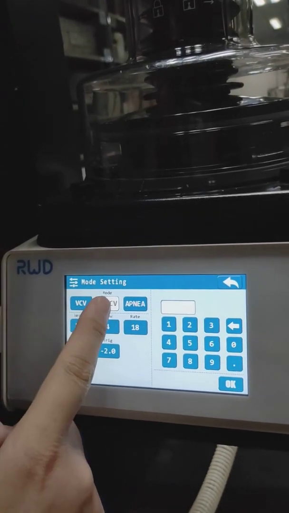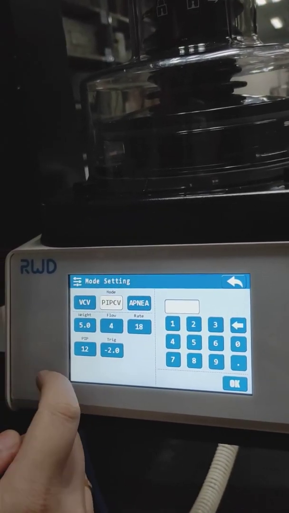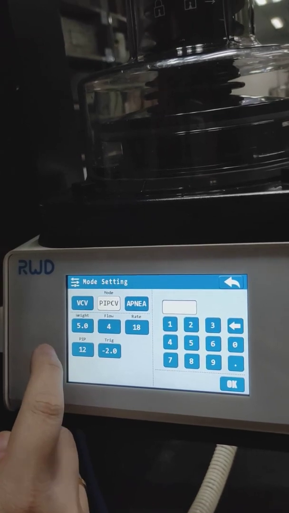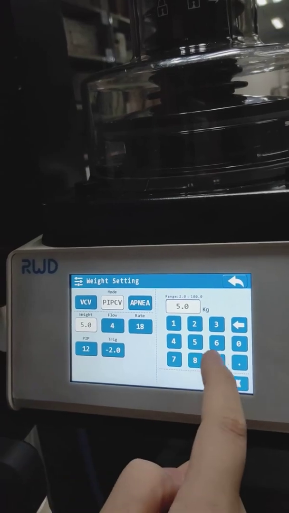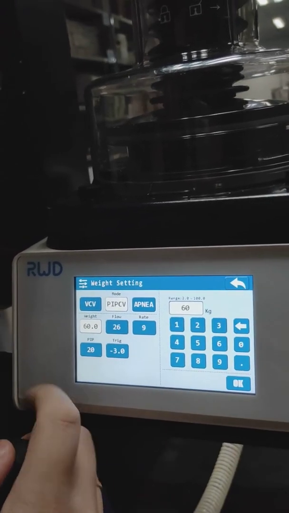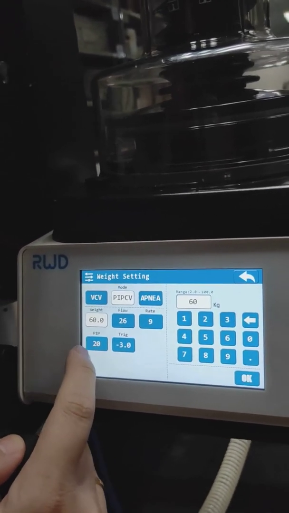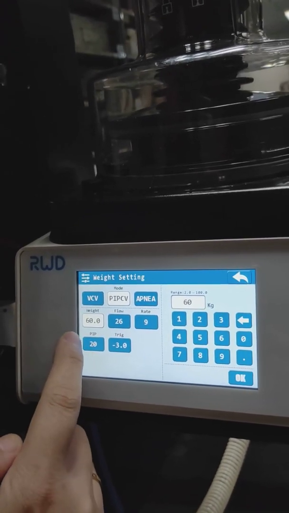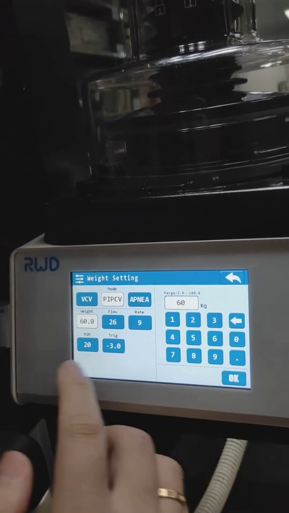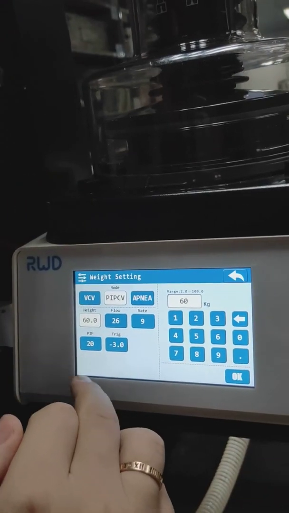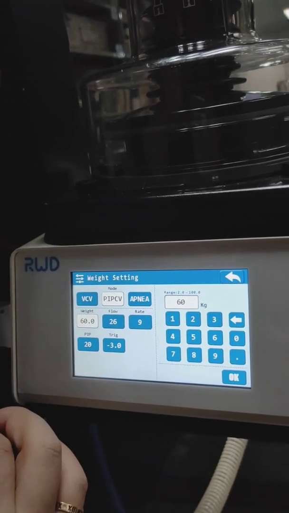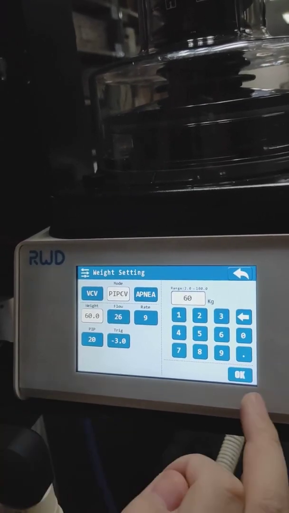PIPCV mode. Under this mode, it is controlled by peak inspiration pressure. We set the animal weight, let's say it's 60, then the machine recommends 20 for peak inspiration pressure. So once the pressure in the airway reaches 20, then the bellow will stop pushing air.